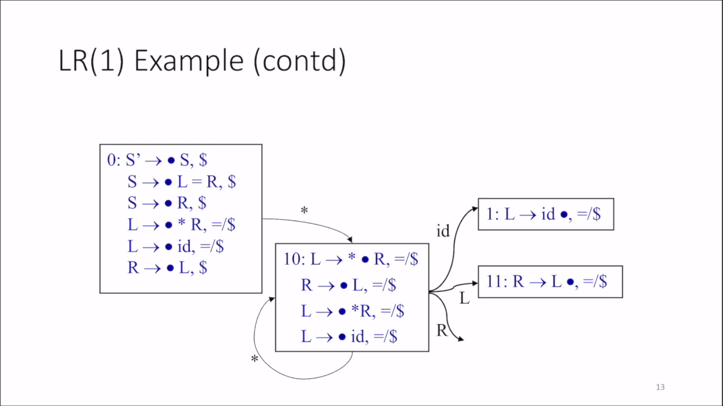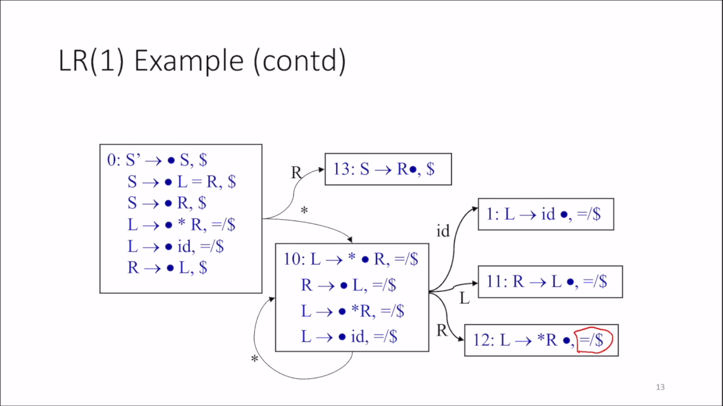The next step is to take the dot across the R. So you're taking the successor with respect to R, and I get L goes to star R, and I move the dot across. And again, the context in which I can do this is either equal to or $. And these are new states. Previously, we could see L goes to star R was only in the context of the end of input. This state lets you do this reduce on both the equal to and the end of input symbol. From state 0, if I take an R, I get S goes to R dot.